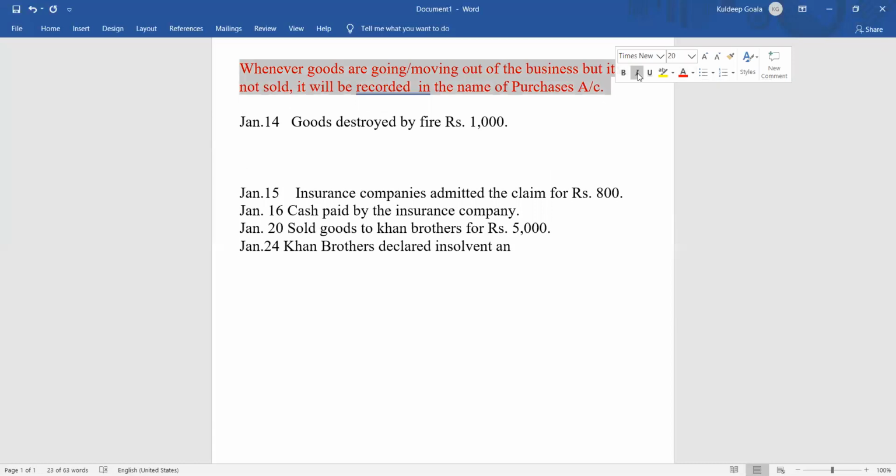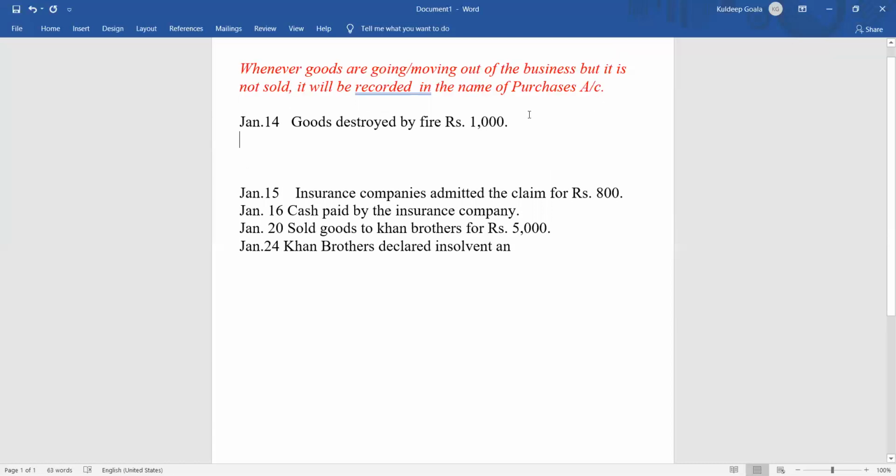Now we'll come to this particular transaction. Goods destroyed by fire, there was fire and goods were destroyed, right? So what items are you getting here? First one is the goods, but we are not selling it, right? But still it is going out from the business, so we'll take purchases account. Then the next item, it is destroyed by fire and money is there, but there's no movement of cash, so we'll not take cash. What will we take? It's destroyed by fire.